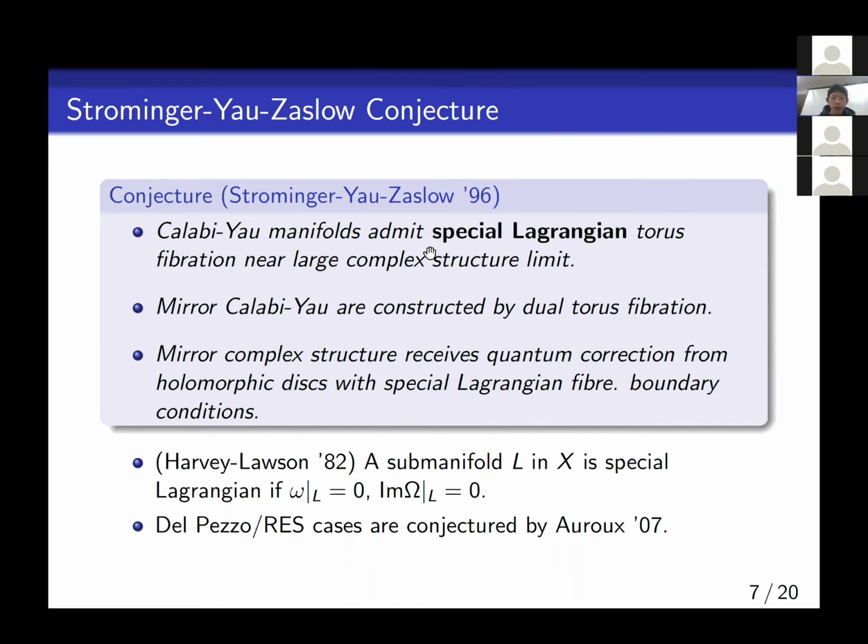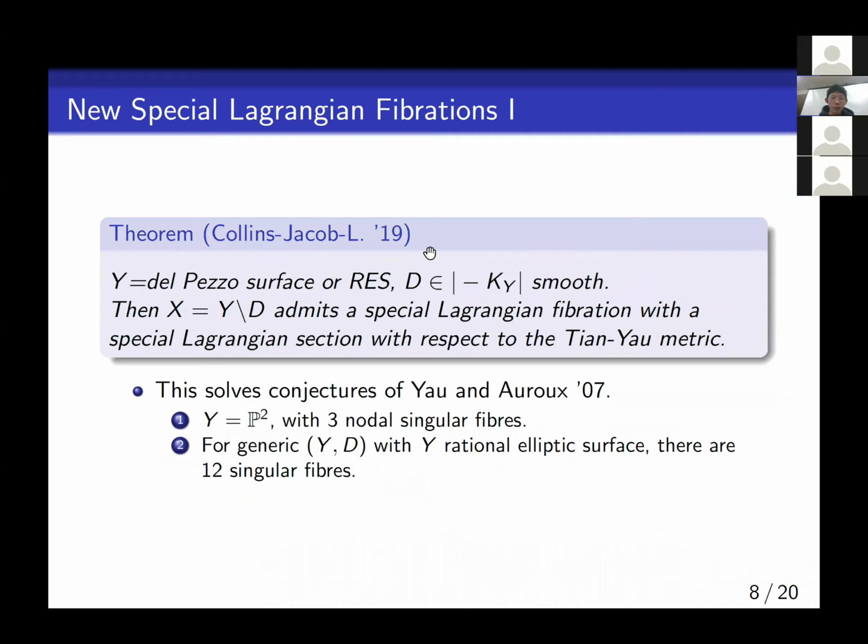And so this is the result with Tristan Collins and Adam Jacob. So the result is as follows. If you start with a del Pezzo surface or rational surface, and take a smooth anti-canonical divisor, then the complement will admit a special Lagrangian fibration with respect to the Tian–Yau metric that I mentioned earlier, which is an exact Ricci-flat metric. And so this solves this conjecture of SYZ or Auroux.